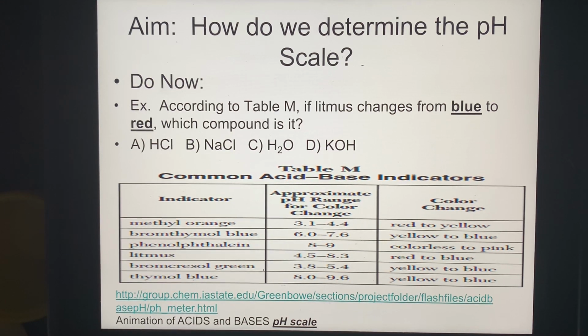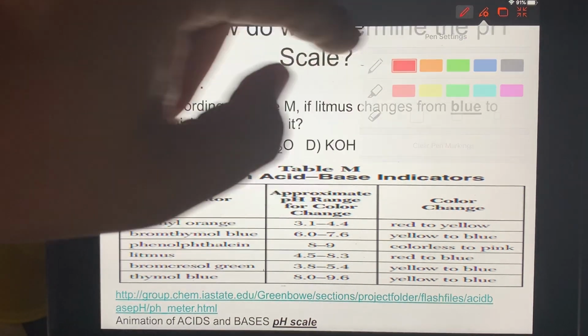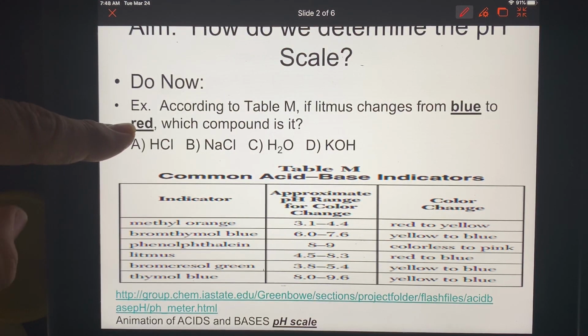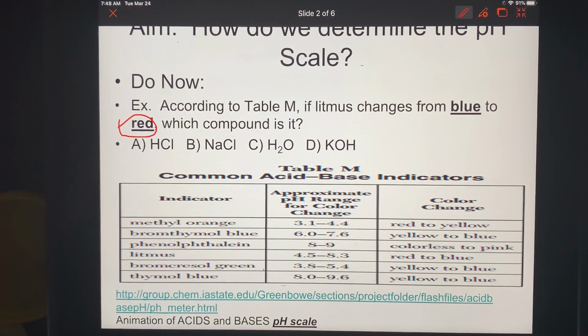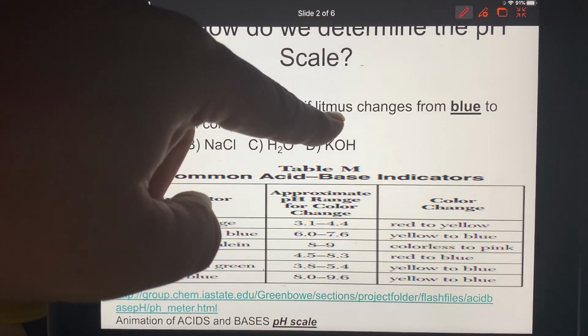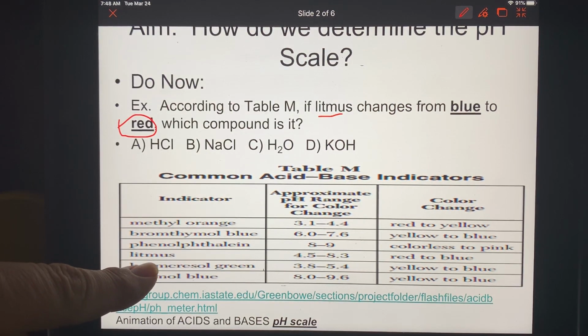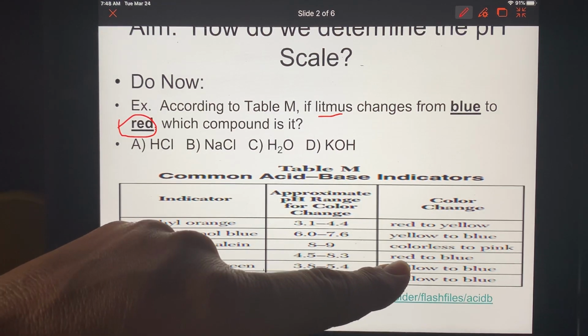Okay, do now. According to Table M, if litmus changes from blue to red, which compound is it? Well, in yesterday's notes, you should know that we only care about what color the substance ends up as. So it starts as blue and it ends up as red. So we look for litmus. Here is litmus right there. So we go across. Red's on the left.